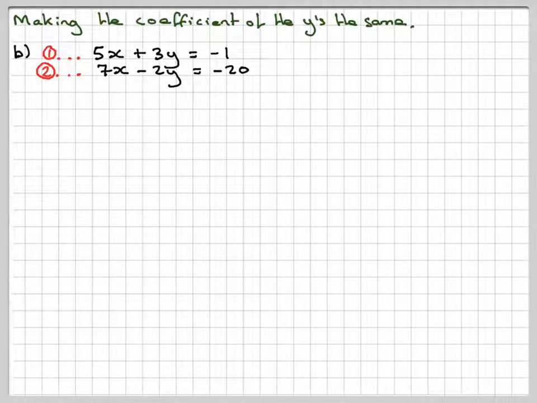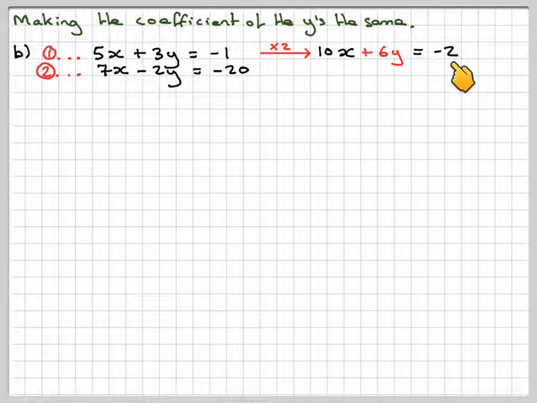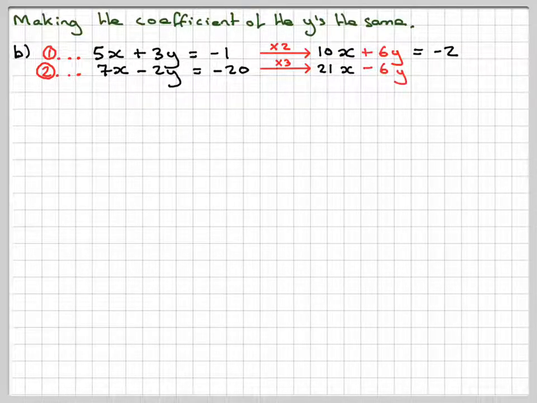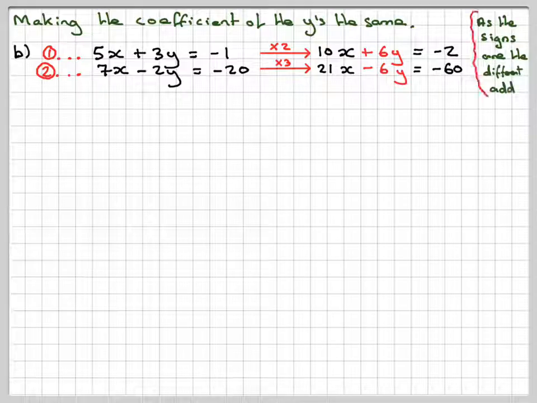So labeling 1 and 2 again, multiplying the top one by 2, every term: 10x, 6y, minus 2, 2 times minus 1. And then the bottom one we're going to multiply by 3: 3 times 7, which is 21x, 3 times minus 2y gives me minus 6y, and then 3 times minus 20 is minus 60. Now, we've got the same number, but the signs are different. Now, when the signs are different, then you add using this method.